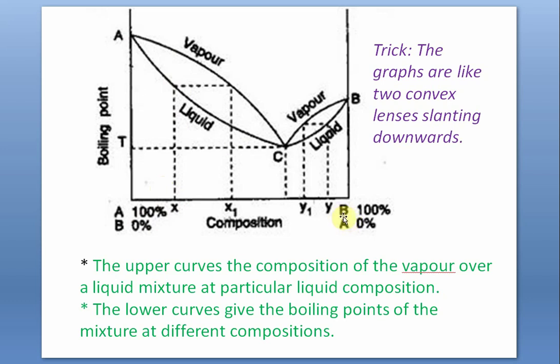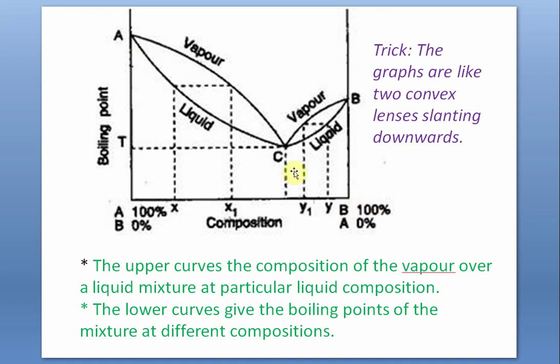B is ethanol, which has a higher vapor pressure. Had they taken vapor pressure, it would have been greater. But this is boiling point. So the boiling point of pure ethanol is lower, 78.4. And water, supposing, is 100. So this is the less volatile component, water, and this is the more volatile component, ethanol.